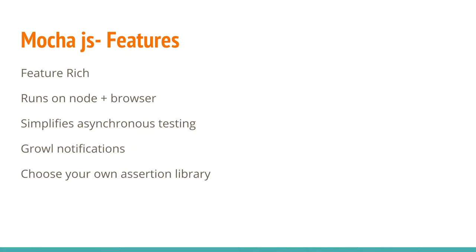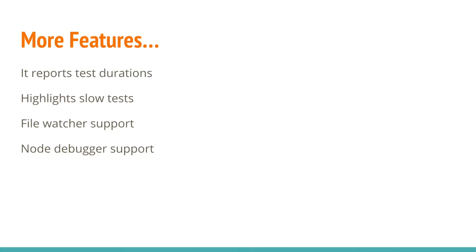It runs on Node and browser, simplifies asynchronous testing, growl notifications, and you can choose your own assertion library. There are a few more features here. It reports test durations. It can highlight slow tests, file watcher support, and node debugger support as well.